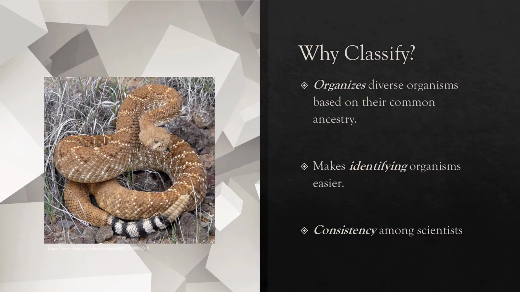Classifying organisms also allows scientists to have universal consistency in identifying and discussing organisms. For example, because of universal and consistent classification, all scientists understand that Crotalus atrox is the western diamondback rattlesnake.